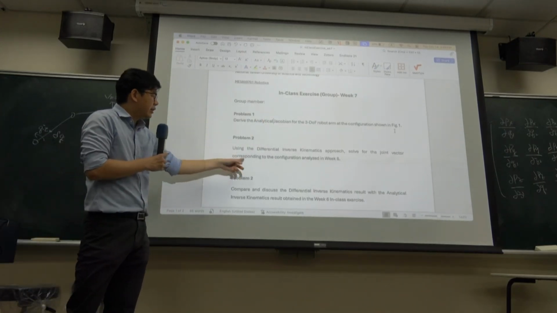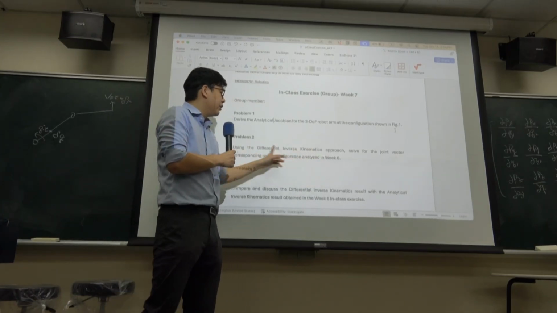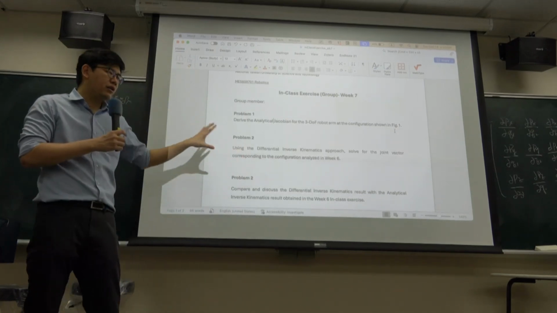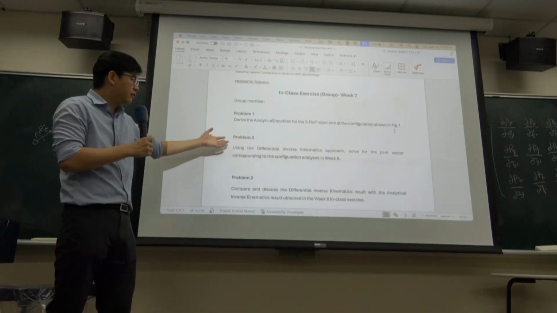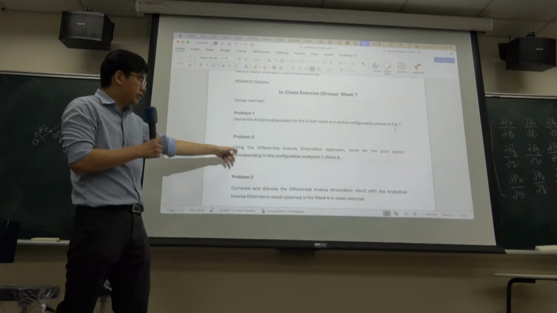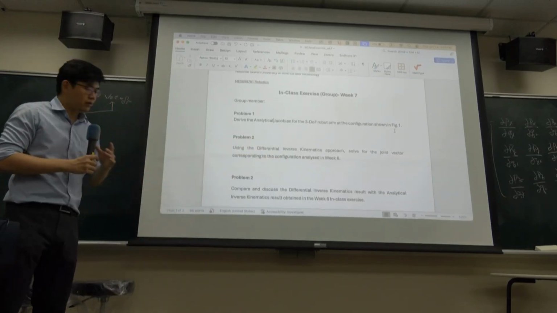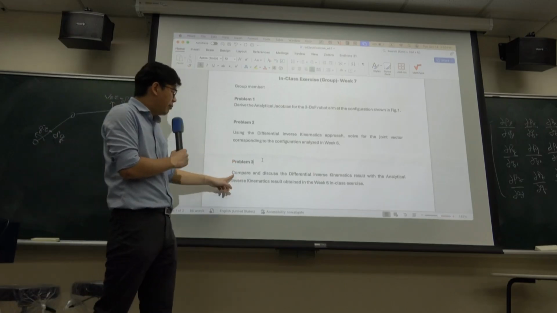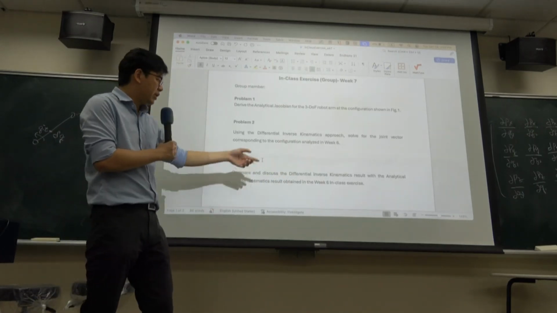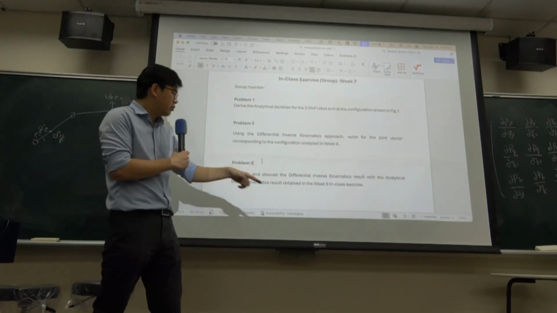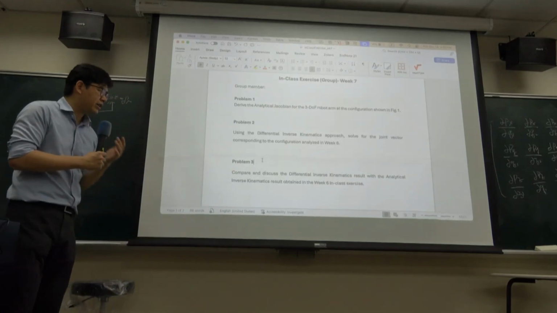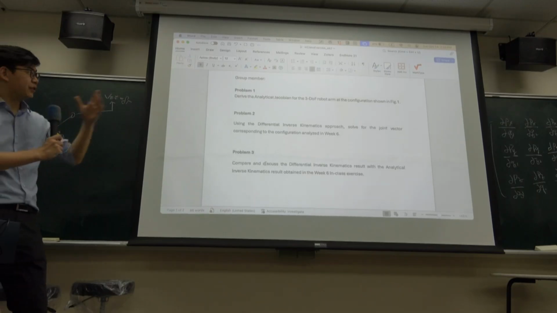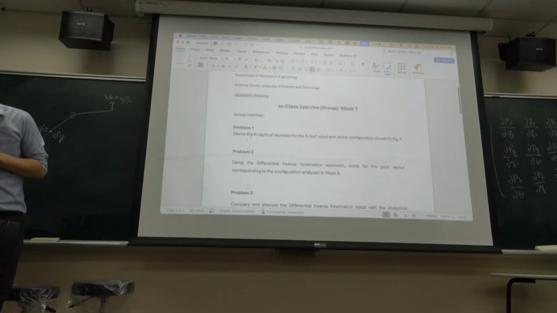And then problem 2 is to use the differential inverse kinematics approach to solve the inverse kinematics. Same as last week. Last week, you needed to find your analytical inverse kinematic solution first, and then you could solve it. For this week, you'll use the numerical method. So problem 3 is compare and discuss your solutions, because last week we were using the analytical inverse, and this week we're using the numerical inverse. So you will compare and discuss the difference between these two solutions. And this is for your group practical exercise today.